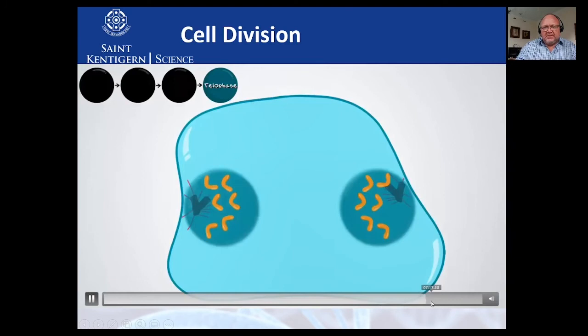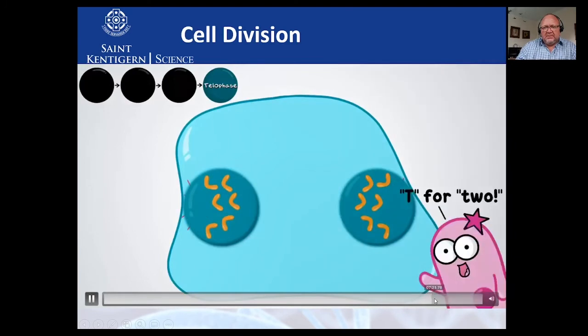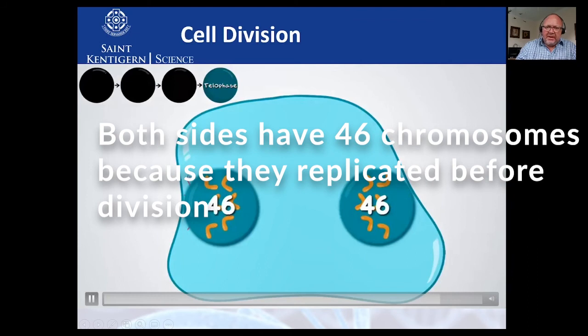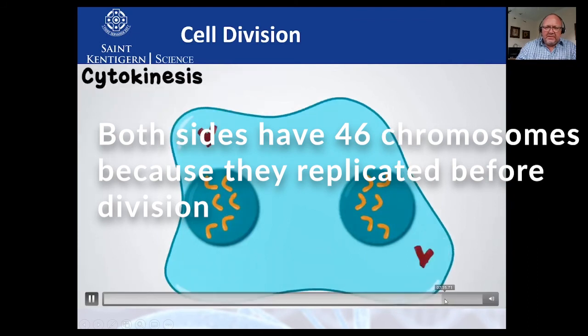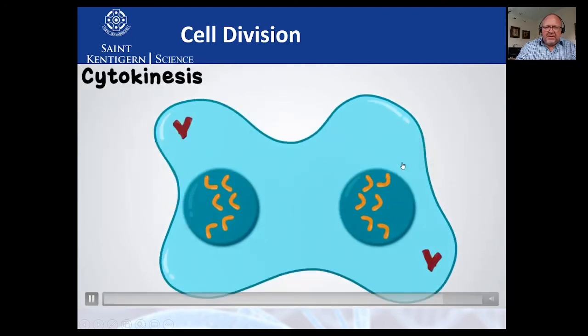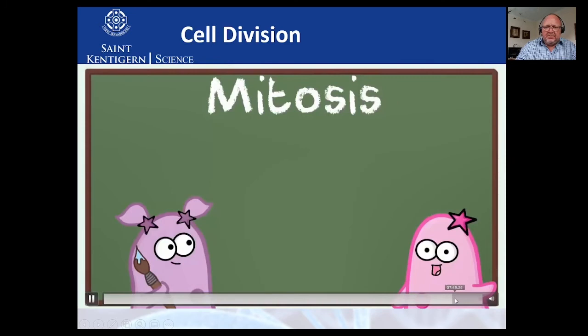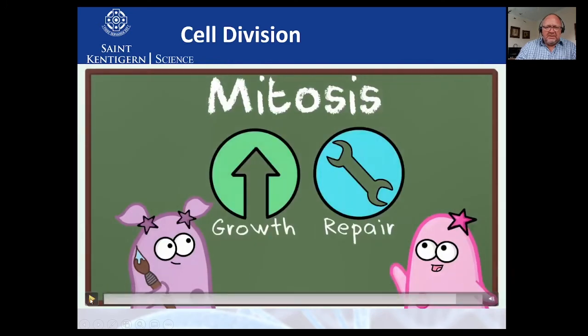make these two new cells. In the human body, they're each going to have 46 chromosomes. And again, remember, they are identical because they already duplicated before. Now, cytokinesis is responsible for the final separation into two cells by splitting the cytoplasm. There we go. Both mitosis and meiosis require more cells to be made.